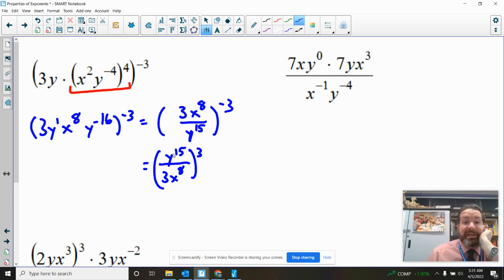Now, let's just apply this like we normally would. So for the y, power to a power, 15 times 3. It's going to be y to the 45th. On the bottom, don't forget to take the 3 to the third power as well. 3 times 3 times 3 is 27. And the x to the 8th to the third power, power to a power, multiply those exponents together. 8 times 3 is going to be 24.